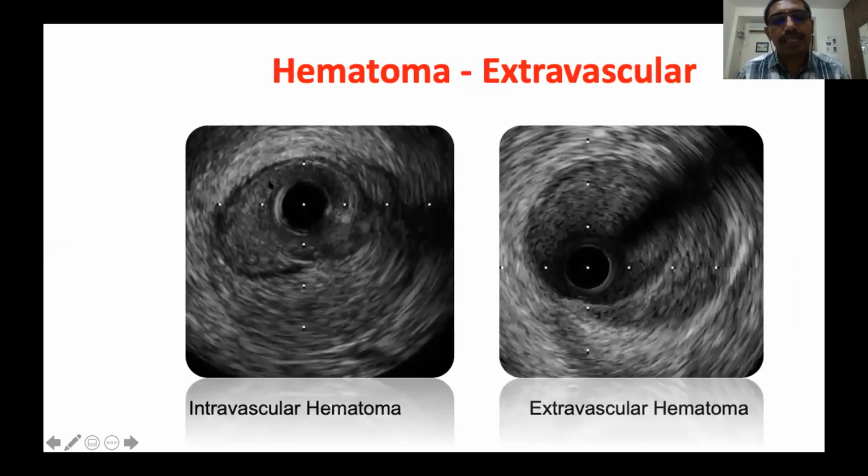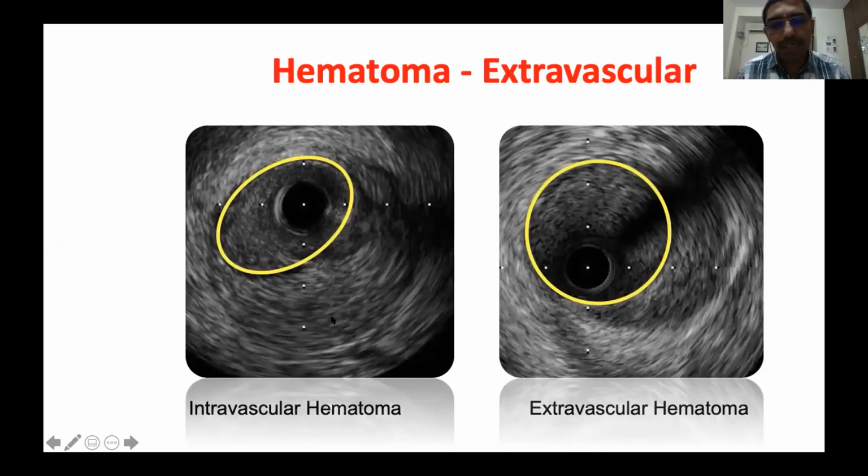Here you can see that this is your medial space and this is your lumen. Carefully follow this media. It's split into two. This is part of media and this is part of media, and there is accumulation of blood in the medial space. It is an intravascular accumulation of blood. All the bright things are RBCs densely packed inside your medial space. So this is a typical appearance of the intravascular or intramural hematoma.